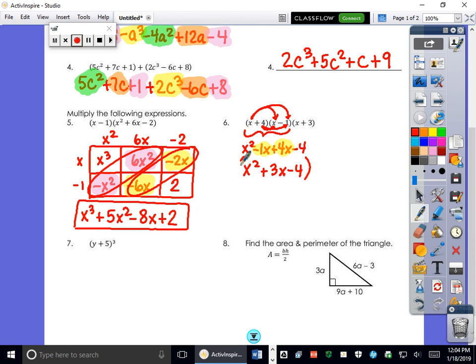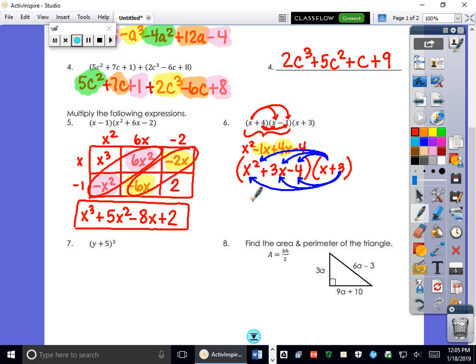Now I still have to multiply that by the x plus 3 that's at the end of that problem. Okay? So now it becomes a problem just like number 5. I'm going to do this one with distributing also instead of the box, and then I'll do number 7 with the box. So when I multiply, what I'm doing is I'm going to multiply this term by all 3, and then I'm going to multiply the 3 by all 3. So I'm actually distributing 6 times here. Okay? So let's do the x.